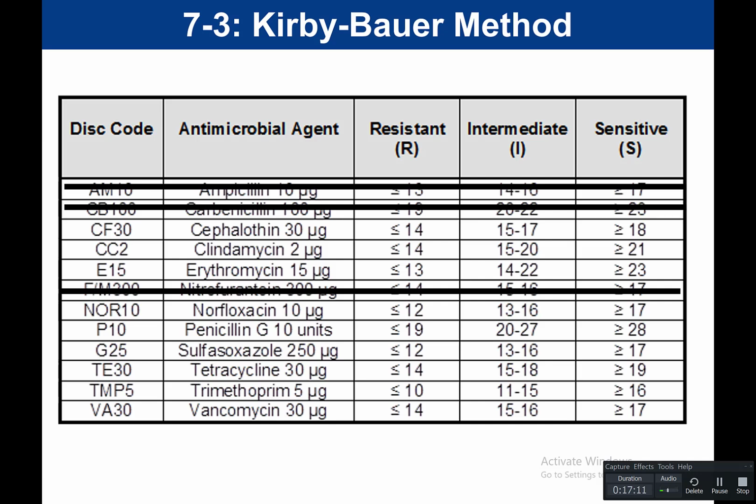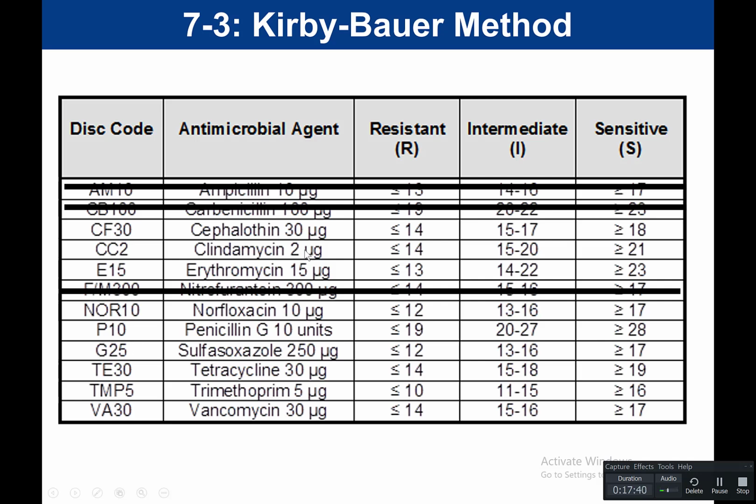So for example, if I look at this drug, on the disc, it's going to say CC2. CC2 stands for clindamycin, and the 2 is the dose, 2 micrograms. So when doing this experiment, I would look at the disc and I would see what the disc is labeled. It's going to have one of these disc codes on it. And then I would measure my zone of inhibition.